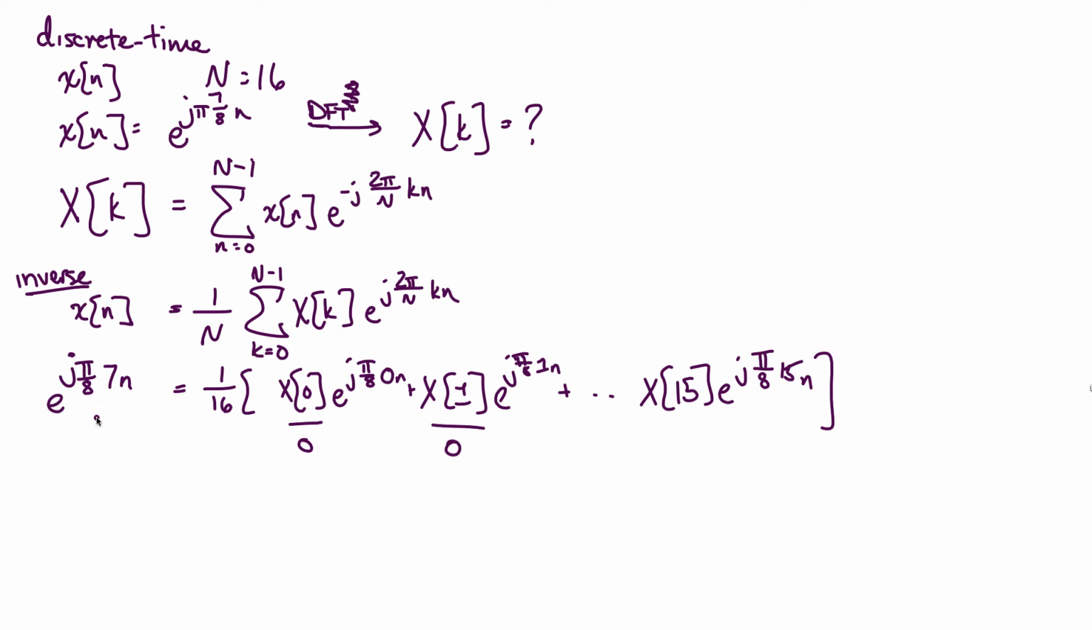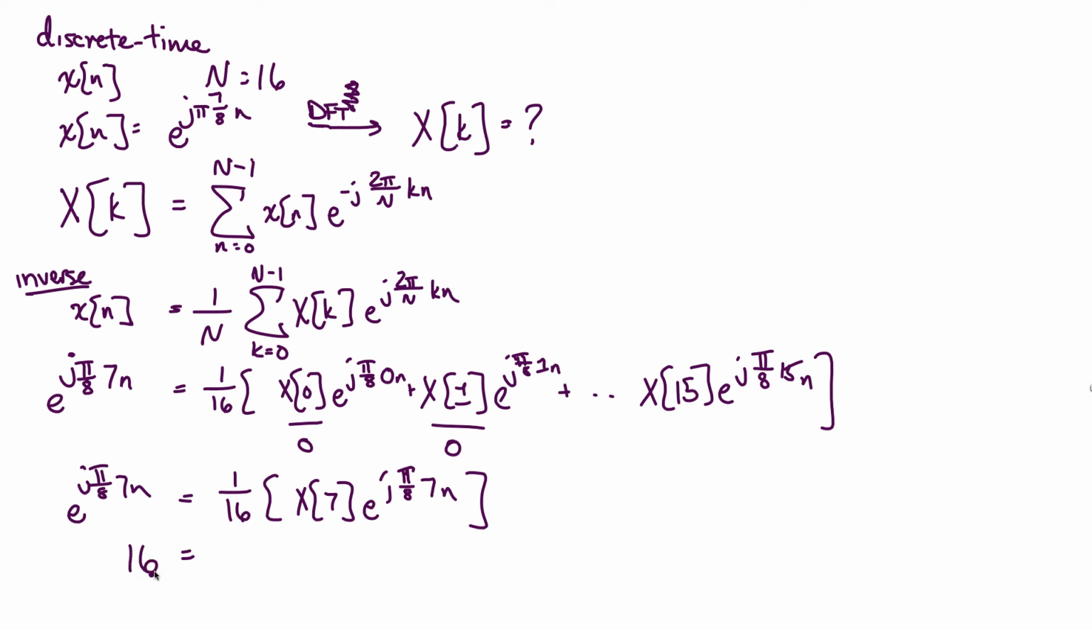The only one that's not going to be 0 is when little k, which is this counter right here, is 7. So when little k is 7, we can match these terms: X of 7 over 16 times e to the j pi over 8 7n equals e to the j pi over 8 7n. Everything else is 0 because these are the only way we can match up these terms using the inverse. And so now we just divide out these e's and multiply by 16 on both sides. Oh, and we found it.